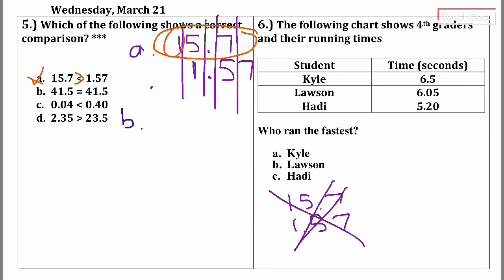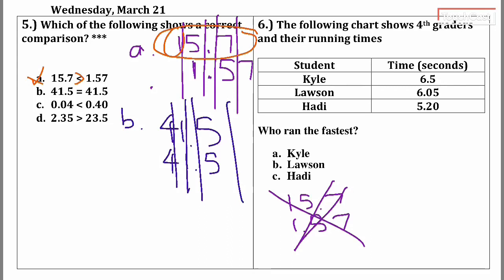Okay. B, 41.5 equals 41.5. What? Guys, I think there's 2 right answers. Okay, that's okay. 41.5, 41.5. Line up the decimals. Oh my gosh. They're the same. I think Ms. Yao made a mistake while creating this homework. That's okay, there's 2 right answers. Ms. Yao did not make a mistake. These are equal. They're both the same size, so this works.